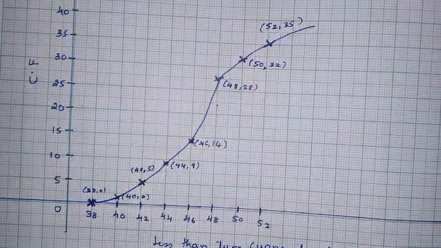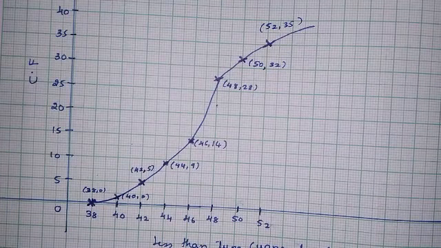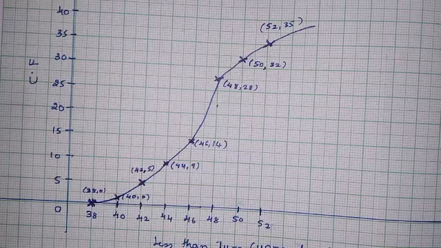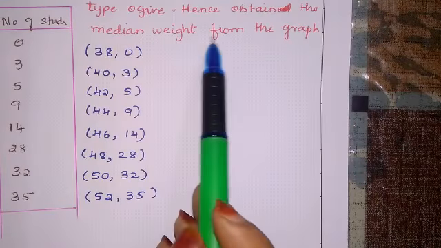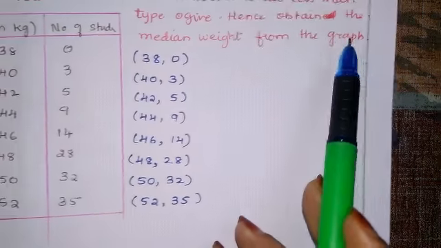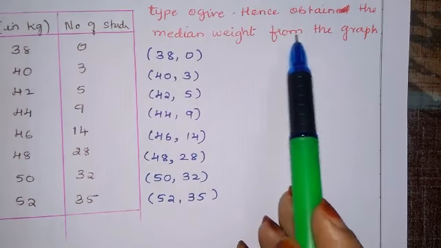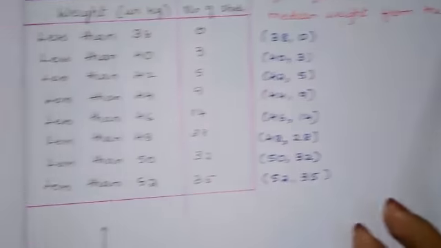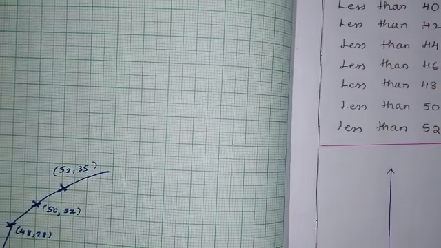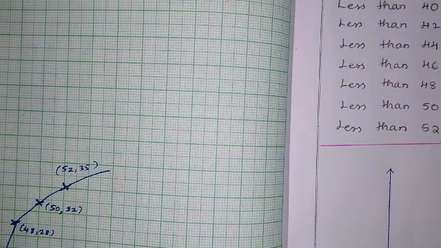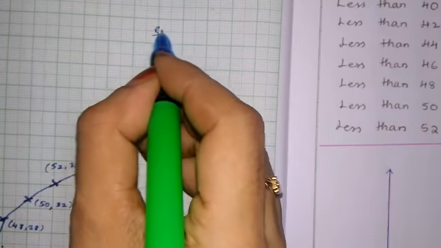So this is about the less than type OGIVE. Now in the question they have told, hence obtain the median weight from the graph. So now, let me write the scale. We should write the scale first.